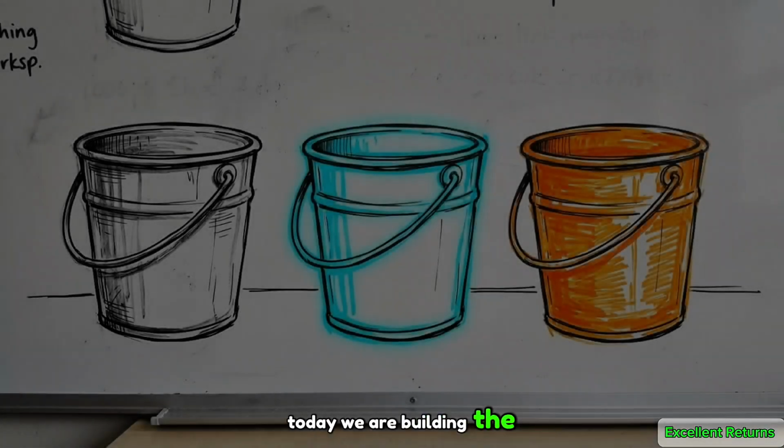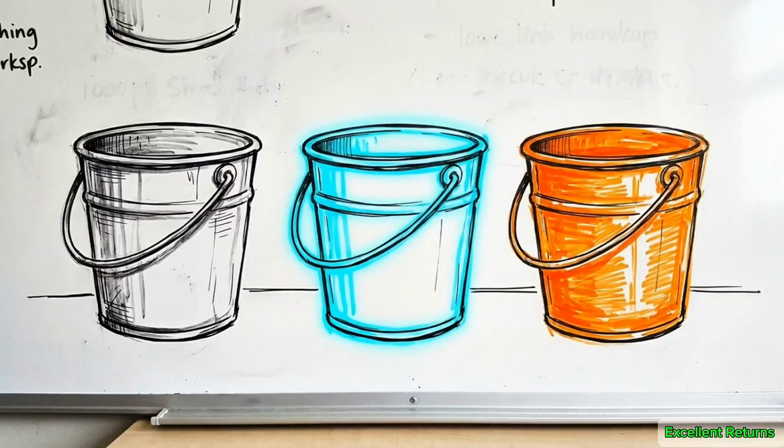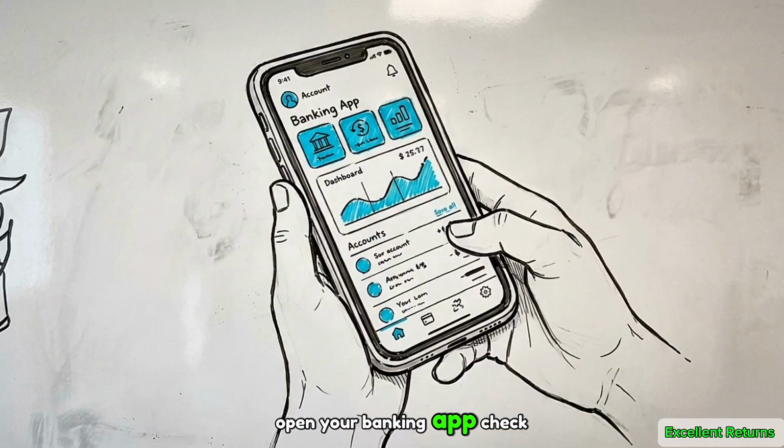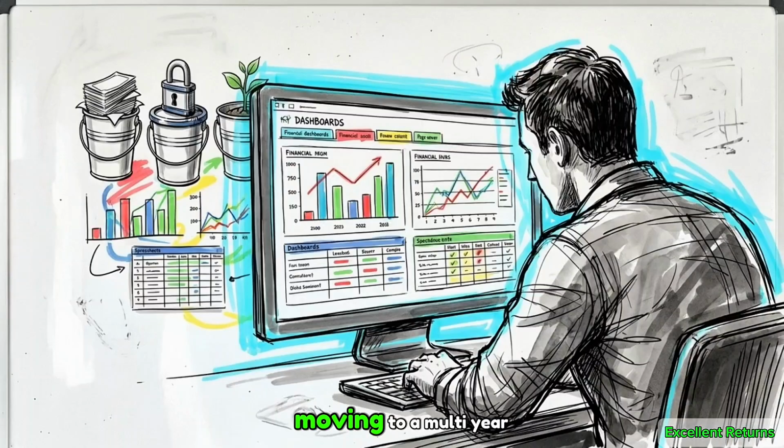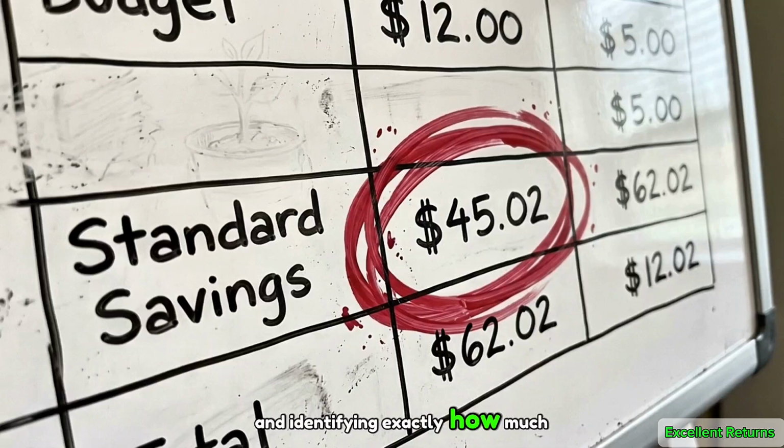Today, we are building the three-bucket velocity system, a methodical approach to organizing your liquid capital for both safety and growth. Open your banking app, check your current balances, grab a calculator and a notepad. Moving to a multi-year wealth defense system begins by confronting your current bank balance and identifying exactly how much of your cash is currently losing value. This is the three-bucket architecture.